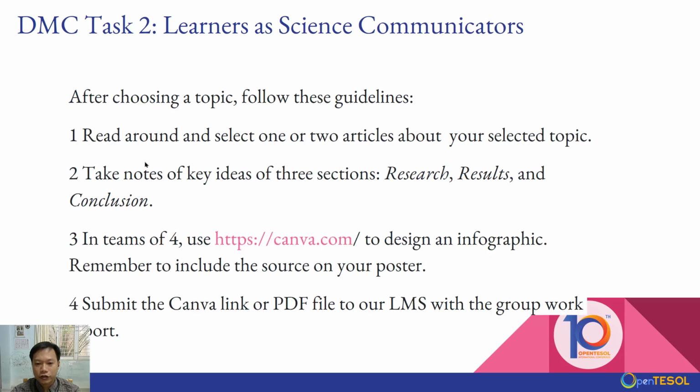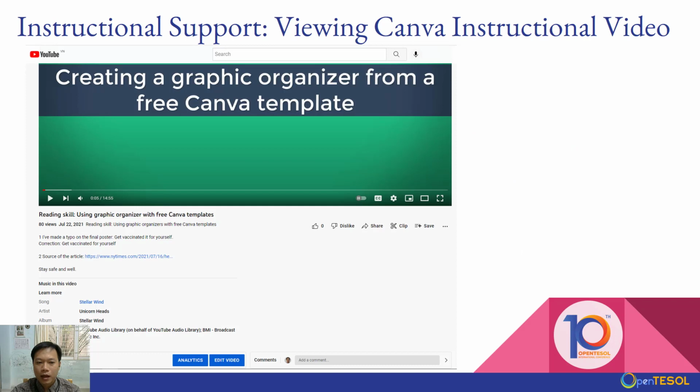And after choosing the topic, they could follow the guidelines. They could select 1 or 2 articles, and they could take notes of the key ideas. And they could use Canva to design an infographic with the source of the articles included on the poster. For the instructional support, I specifically created a Canva instructional video for this particular task on my YouTube channel, and I shared this video with them in case some students didn't know how to transfer the key content from the reading text to the Canva infographic design.